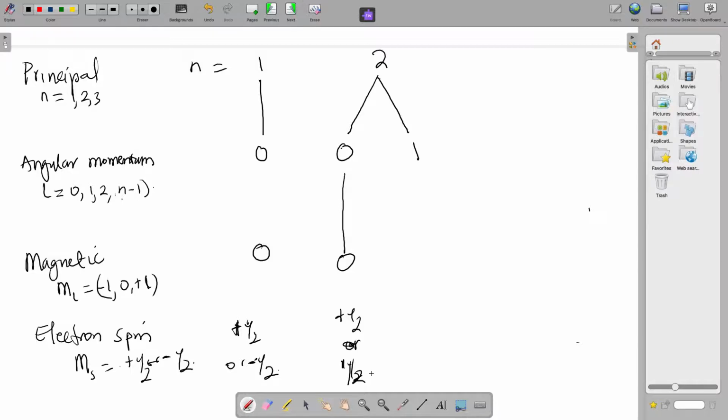Or minus half. Okay, so an electron can have values of 2, 0, 0, plus half. Another can have values of 2, 0, 0, minus half.